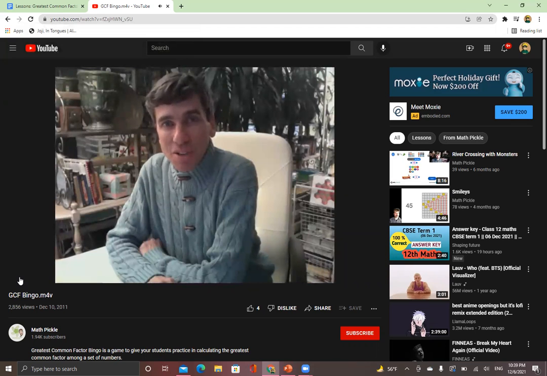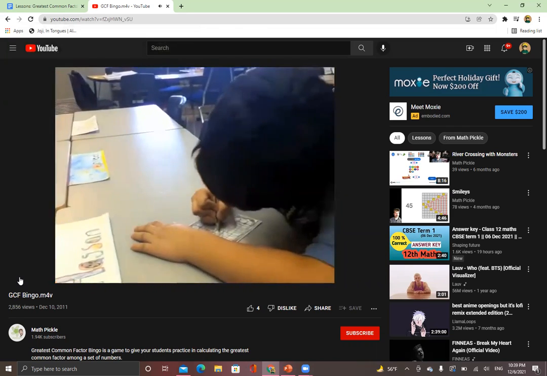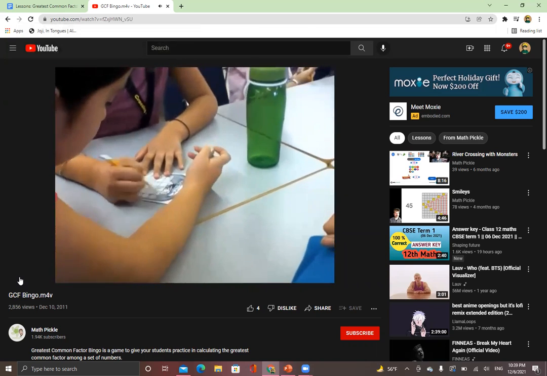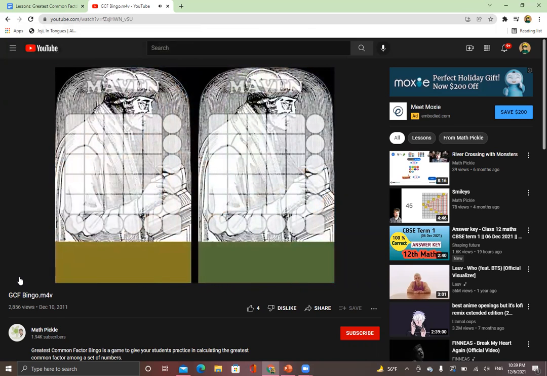Greatest Common Factor Bingo is a game that you can play with your grade 6 students to get them calculating the greatest common factor among a set of numbers. How do you play? You play on a 5x5 grid. The yellow player goes first. They choose a number between 1 and 100 and say it out loud. Let's say 85. Both players write that number in their grid.